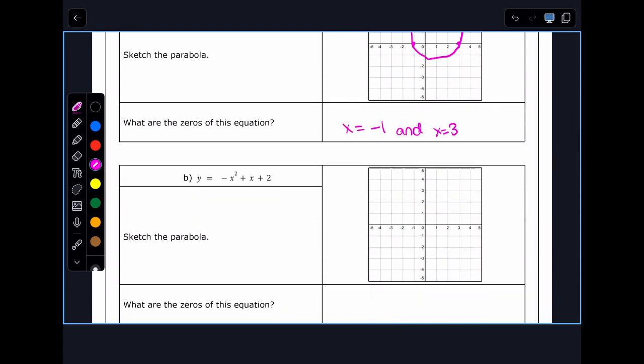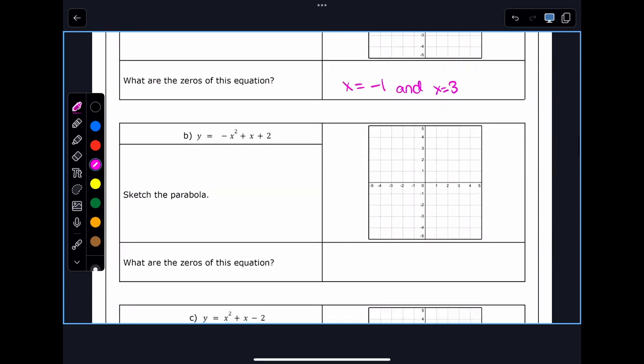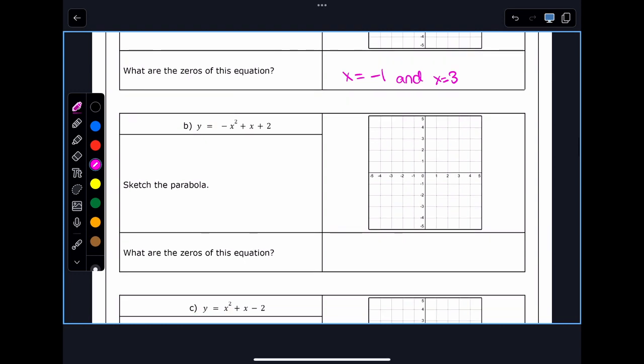Okay, so for B, what were the zeros for B? Two and -1. Yep, that's what you got too, right? And so when we put it on the graph, x minus 1, x and 2, and notice our A value here is negative, so we know it's opening down, exactly.